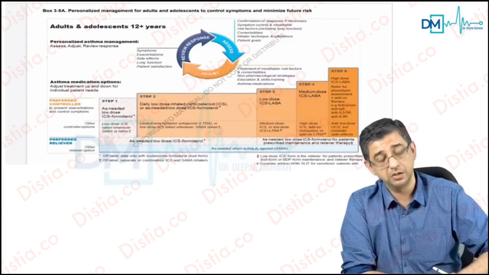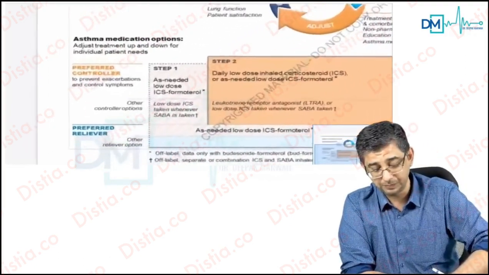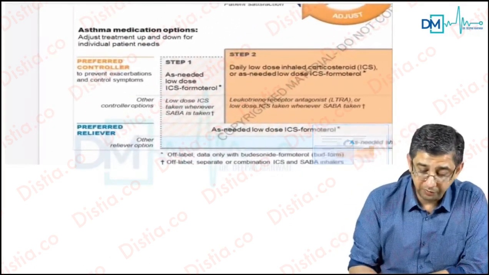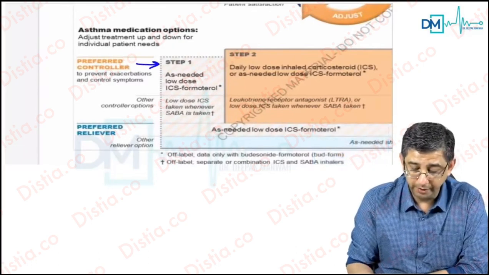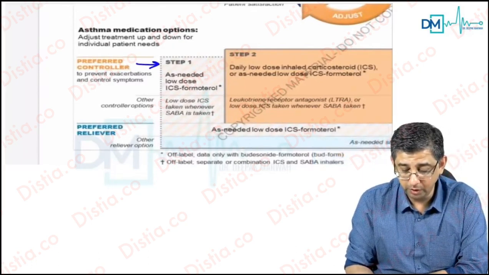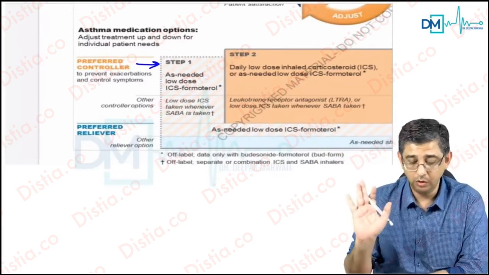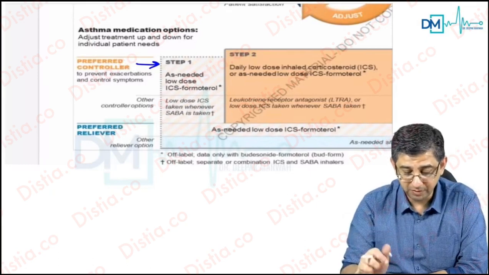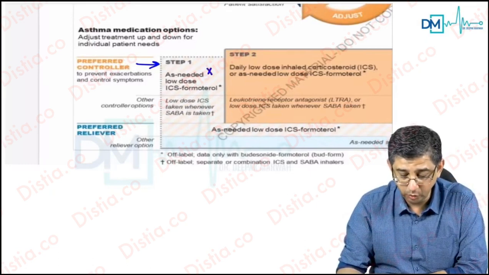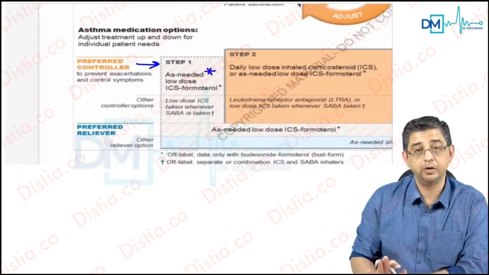And this is what it says. I'll just zoom it in for your convenience. It says, preferred controller step 1: as needed low dose inhaled corticosteroid and formoterol. It has mentioned the fact that if it's not available, then you can obviously go back to the old protocols. But the first thing it has written is as needed low dose inhaled corticosteroid with formoterol.